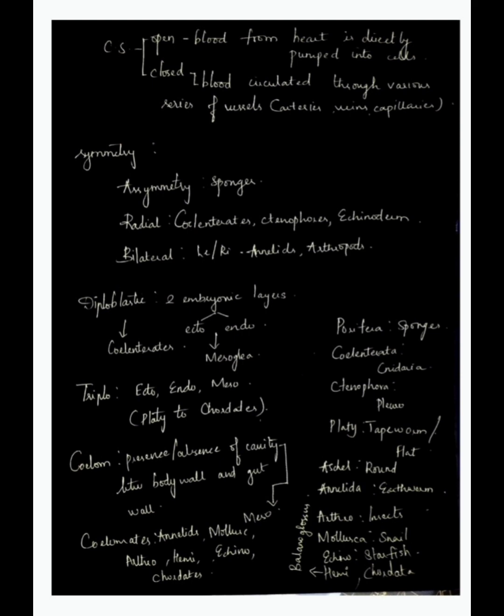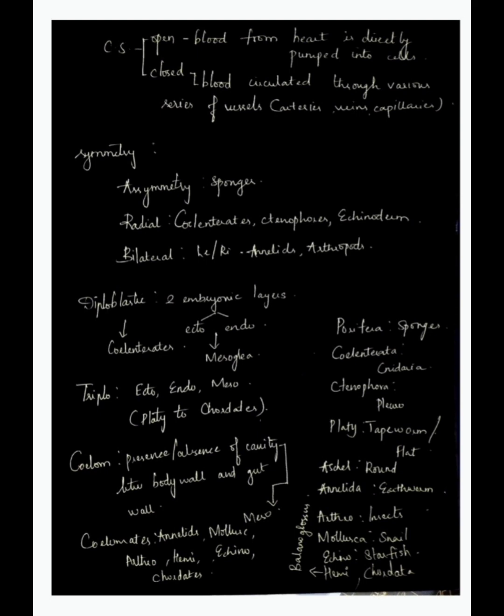And next we are coming to the criteria of coelom. The presence or absence of a cavity between the body wall and gut wall is known as coelom. Body wall is present and gut wall is present. In between those two layers, sometimes we have a cavity, and those animals which have a cavity are called coelomates. Sometimes we don't have a cavity, and then we call it acoelomate.